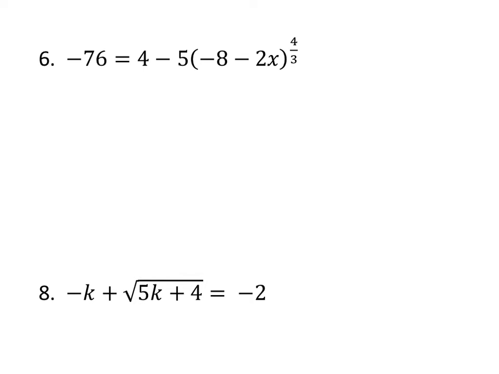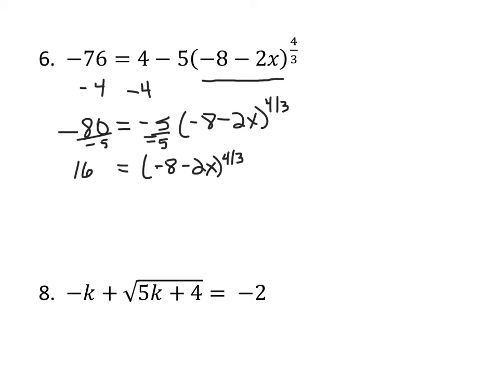All right, the next example we're going to do is number 6. And in this example, we're trying to solve for x. So we have a rational exponent. So the first thing we need to do is isolate our expression that has the rational exponent as its exponent. And so that would be the negative 8 minus 2x in parentheses to the 4/3. We need to isolate that.